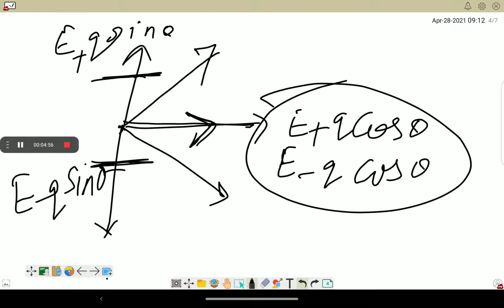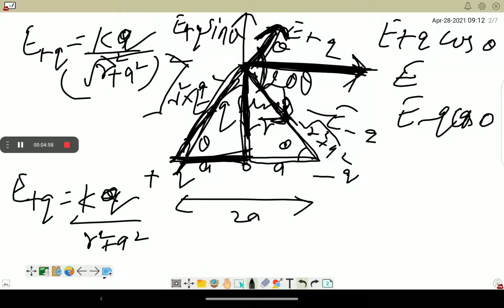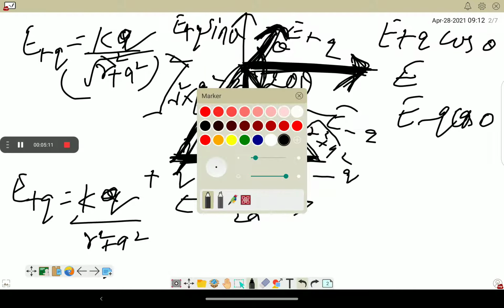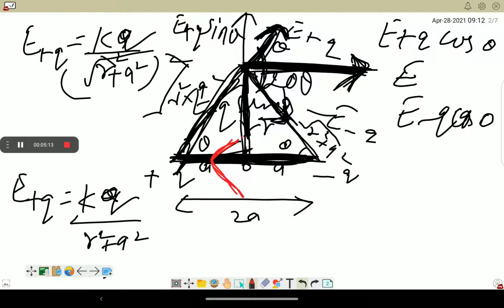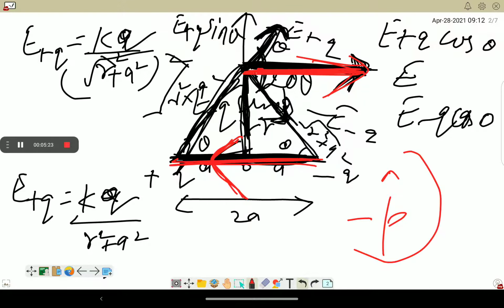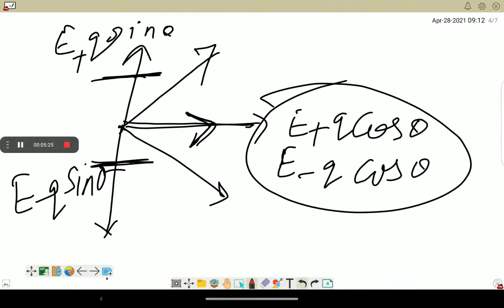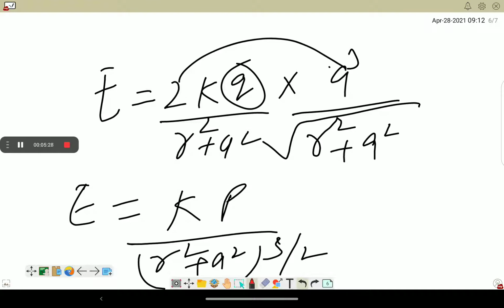But what will be the direction of the resultant? If you look, the direction of the resultant will be this one, and the direction of the dipole moment is from minus to plus, in this way. So the resultant is opposite to p cap. P cap is in this direction and the resultant is in this direction, so we write minus p cap when we write the direction.